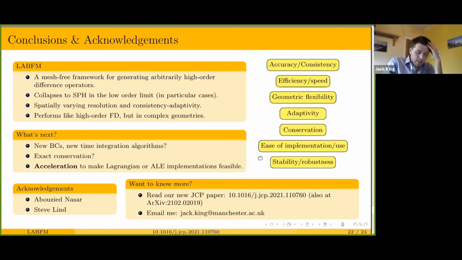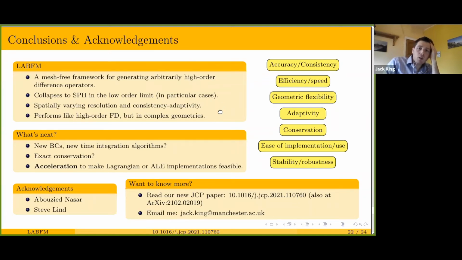The downside is it doesn't yield exact conservation, and it's not yet practical in a Lagrangian or ALE form. So effectively what we've done is we've sacrificed conservation, but we've also sacrificed efficiency in a Lagrangian framework for accuracy.